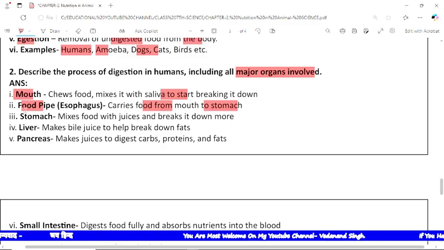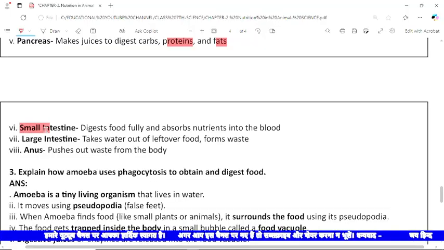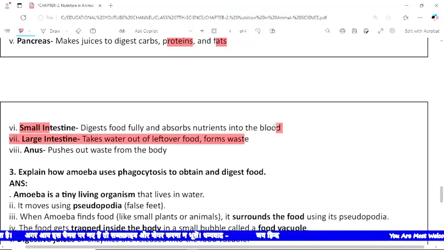Next, the stomach. What is the function of this one? It mixes food with juices and breaks it down more. The next is the liver, which makes bile juice to help break down fats. The next is the pancreas, which makes juice to digest carbs, proteins and fats. This helps in the digestion process. Now the next is the small intestine, where digested food is fully absorbed, with nutrients going into the blood.